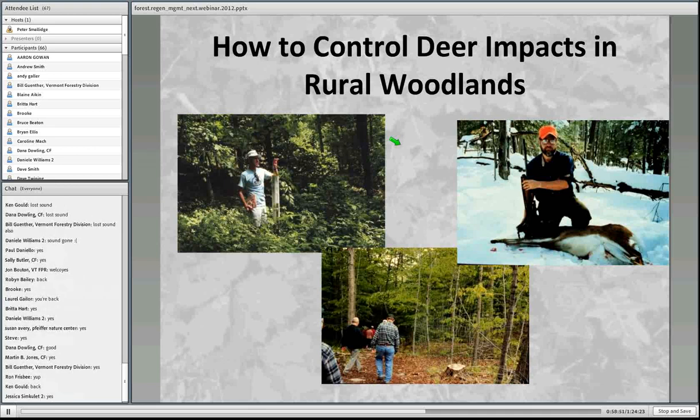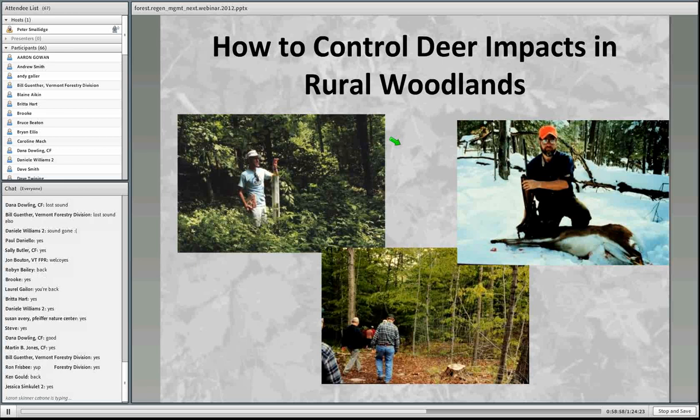So hunting is an option. Hunting can be very cost effective because hunters will come in and pay to do the hunting. But then it's also maybe a little less definite.